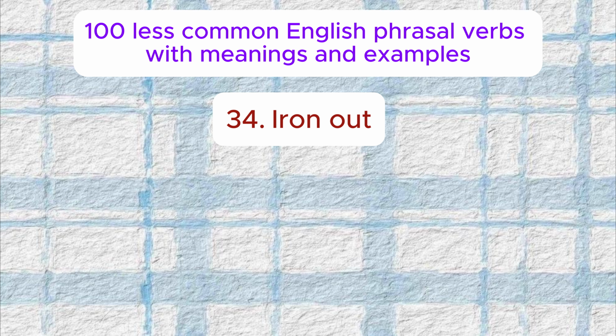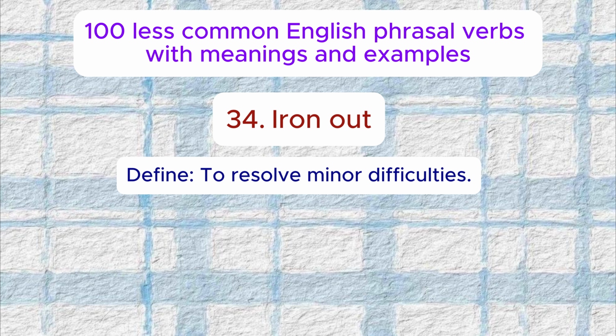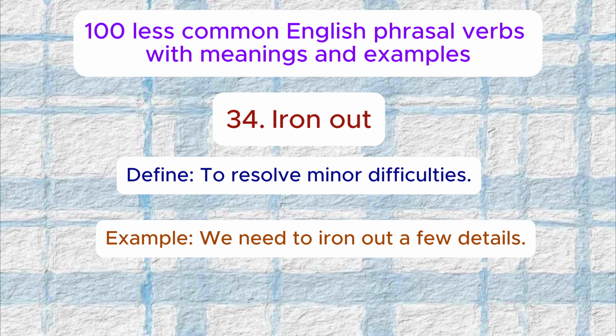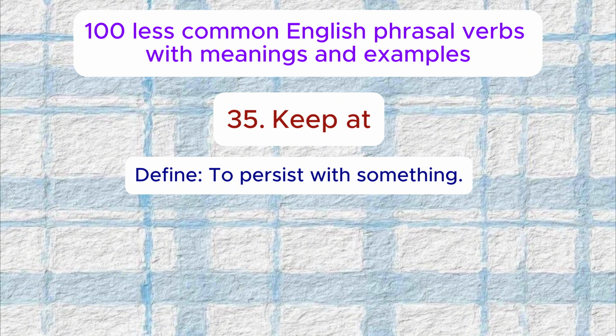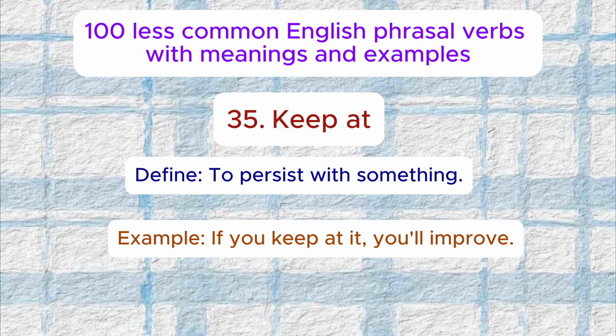34. Iron out. Define, to resolve minor difficulties. Example, we need to iron out a few details. 35. Keep at. Define, to persist with something. Example, if you keep at it, you'll improve.